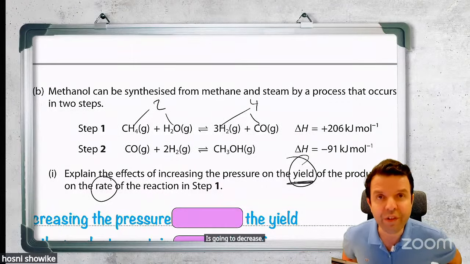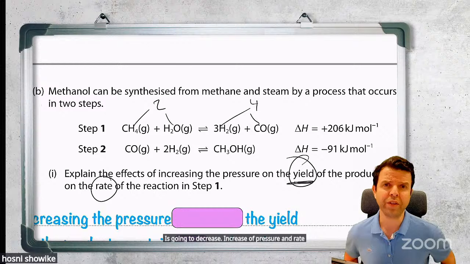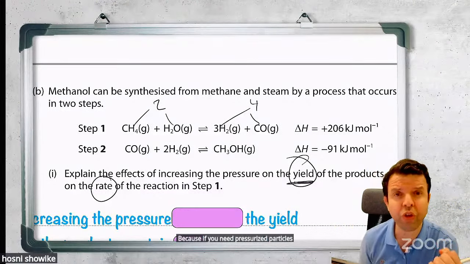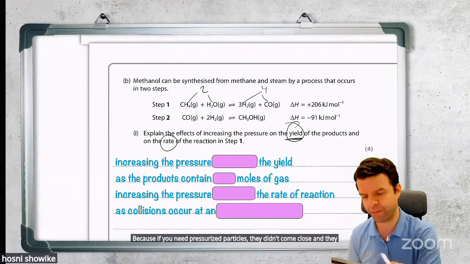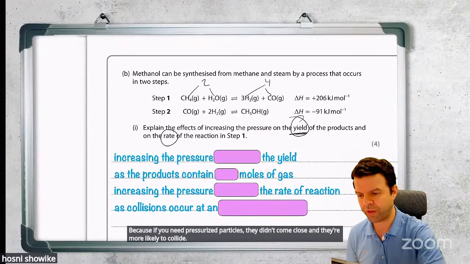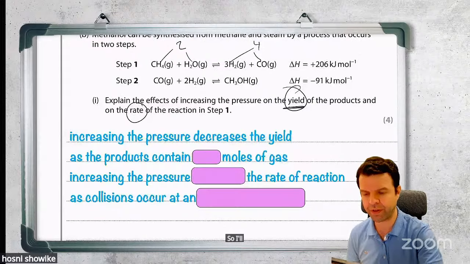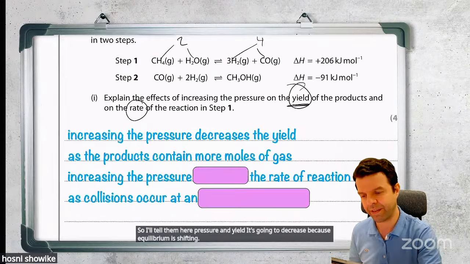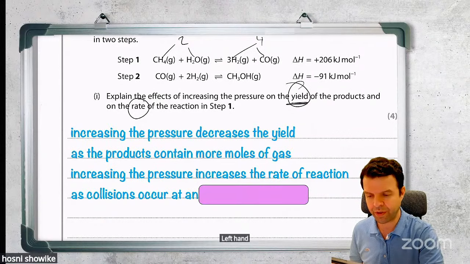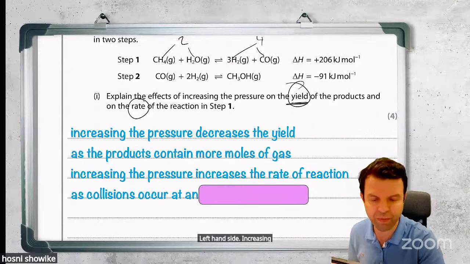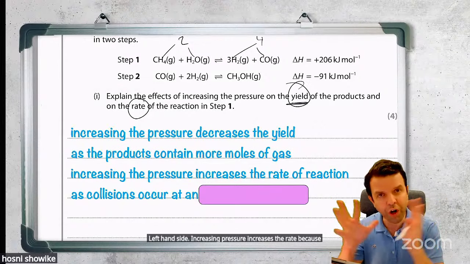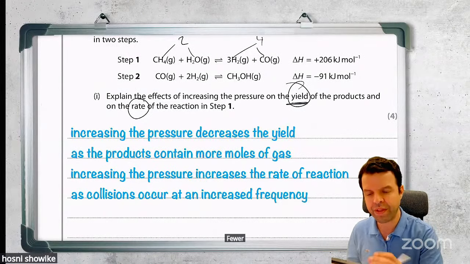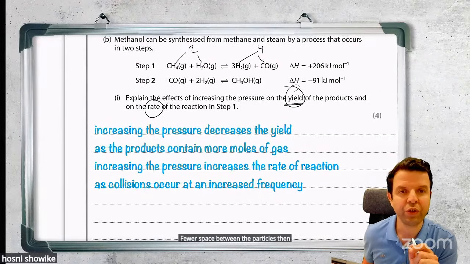Increase of pressure and rate of reaction is always going to increase the rate. Because if you pressurize particles, then they come close and they're more likely to collide. So I'll tell them here, pressure and yield is going to decrease because equilibrium is shifting left-hand side. Increase in pressure increases the rate because less volume, fewer space between the particles, then they're more likely to collide.